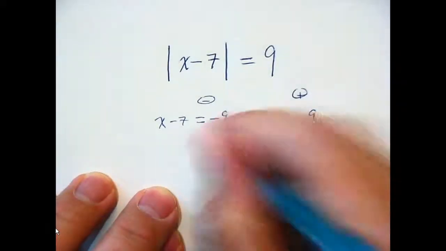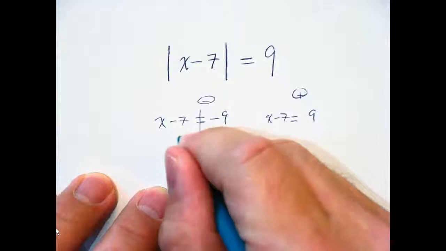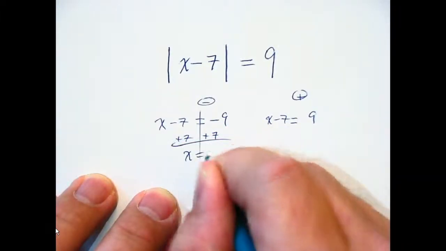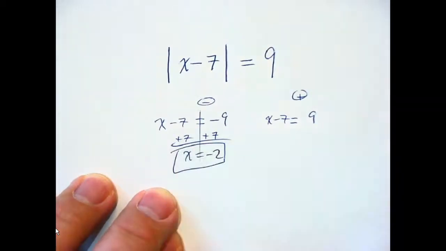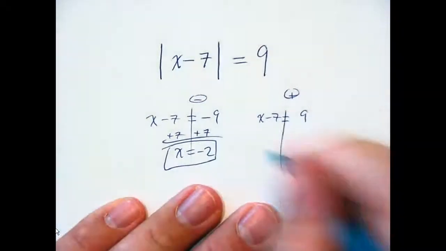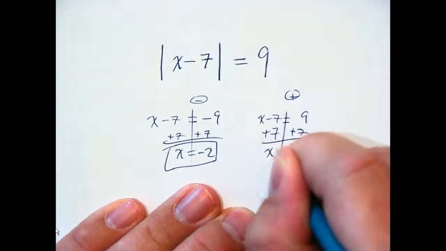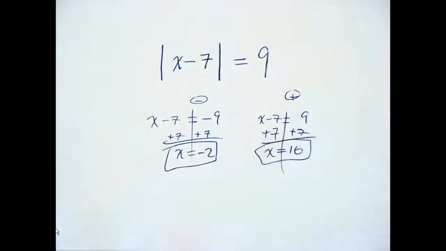The thing in there is x minus 7. So, algebraically I solve it. I add 7 to both sides. I get -2. How many had -2 as an answer? You are correct. And I add 7 to both sides here. I get 16. X equals 16. How many had 16 as an answer? You are also correct.